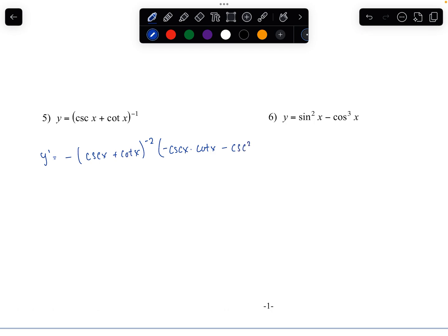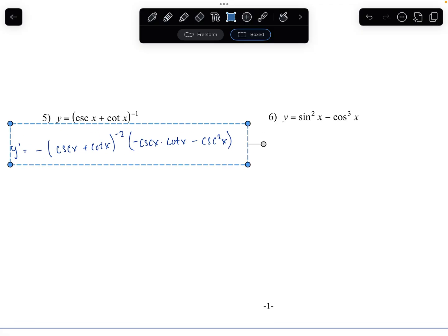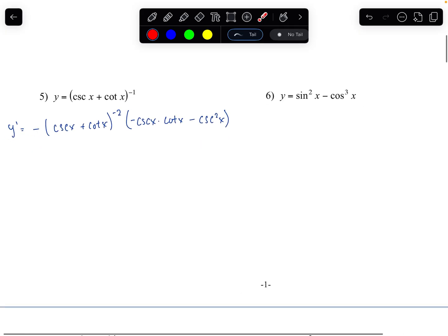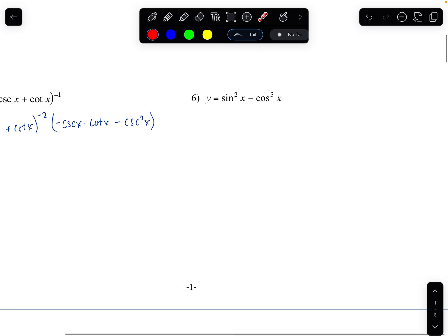Cosecant squared of x. Yeah, and this is definitely one that I would look at and be like, even if I could simplify it, I don't really want to. Ways that you could simplify it: put this in the denominator, maybe factor, maybe you can work something out there. Maybe some trig identities, but I don't think it'd be worth your time.